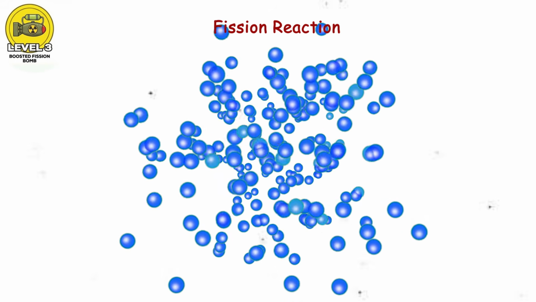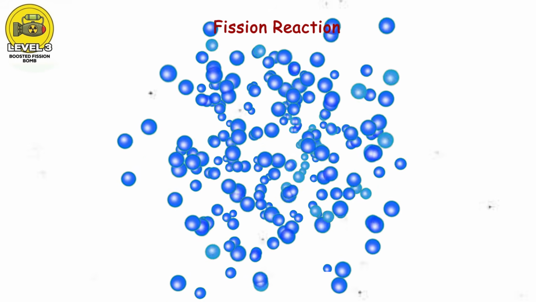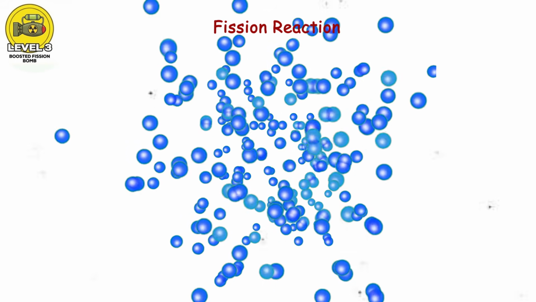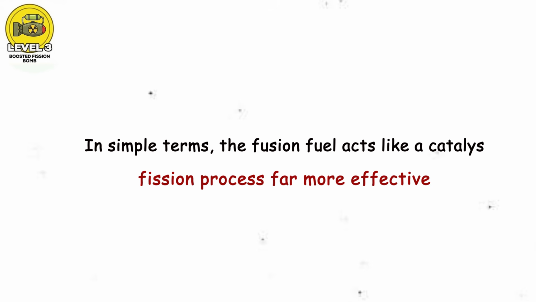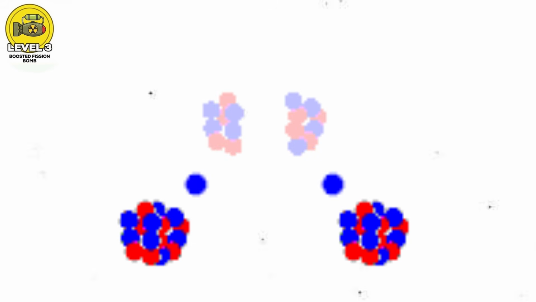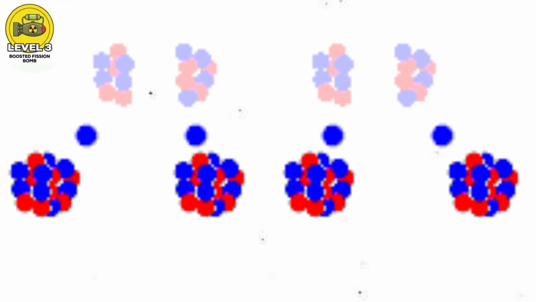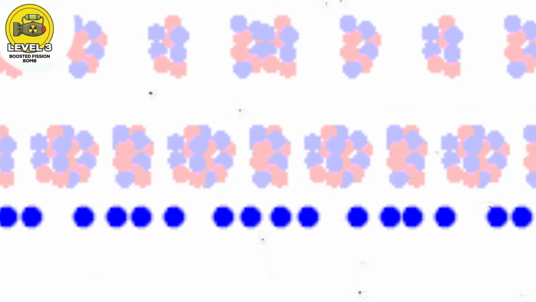This fusion reaction produces a burst of high-energy neutrons. These additional neutrons dramatically increase the efficiency of the fission reaction happening in the surrounding plutonium. In simple terms, the fusion fuel acts like a catalyst that makes the fission process far more effective. More atoms split before the weapon blows itself apart, which increases the explosive yield without requiring much additional nuclear material.